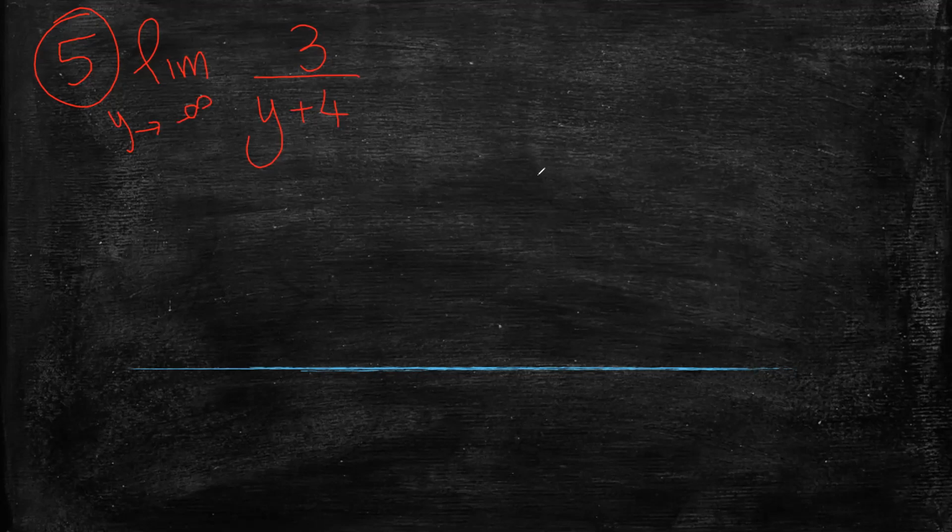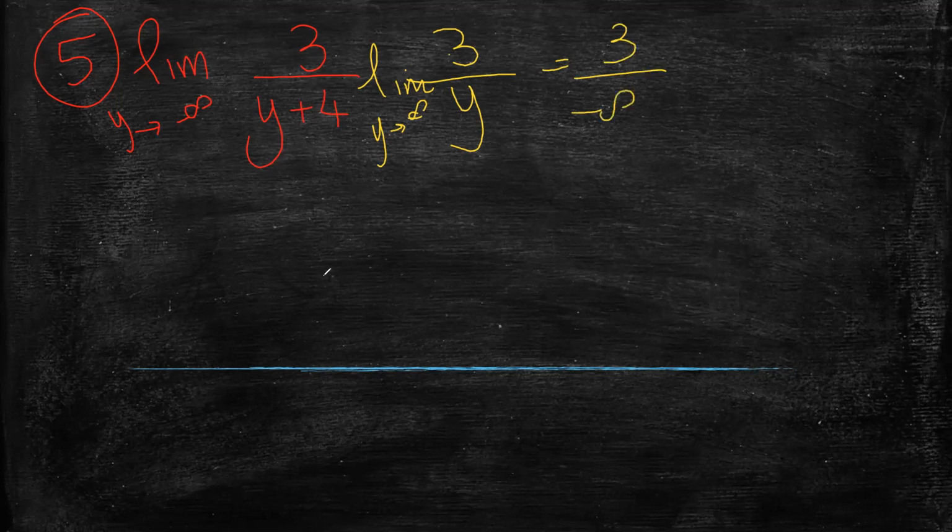Limit 3 over y plus 4 when y approaches negative infinity. The answer is 0. Yes, you have to say it is a 3. The highest degree is a 3 over the highest one down, which is y. Then, as we said, if we have a number over a variable, it's like 3 over infinity, and the answer is 0.